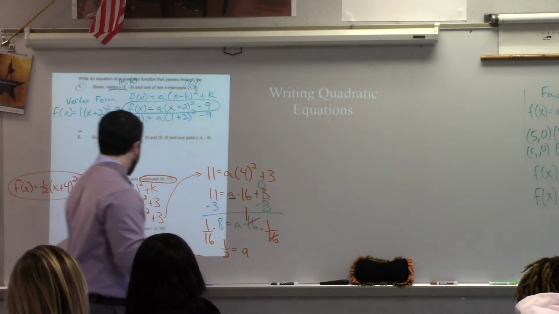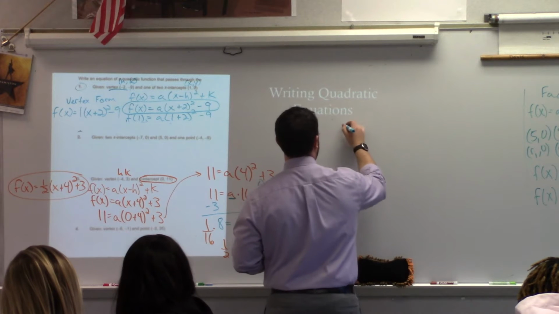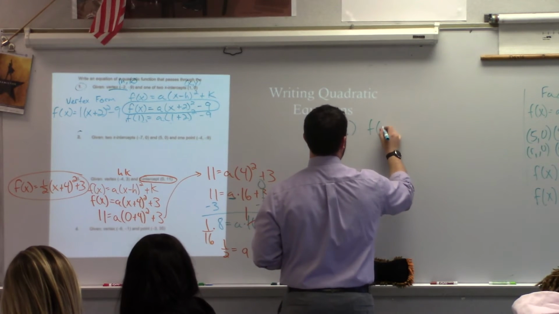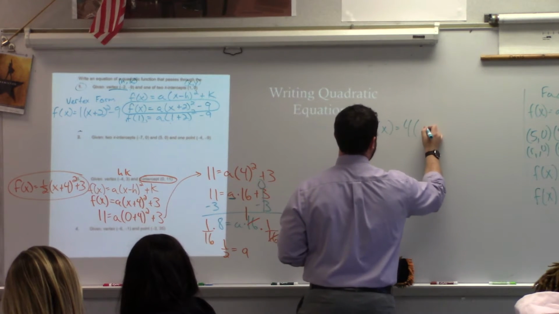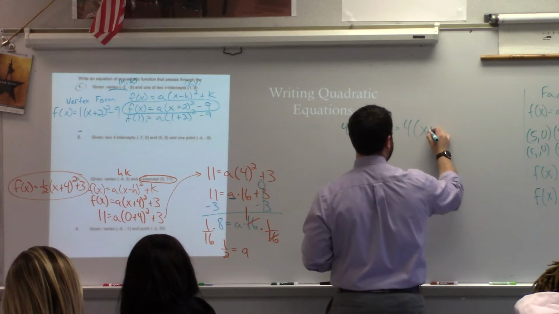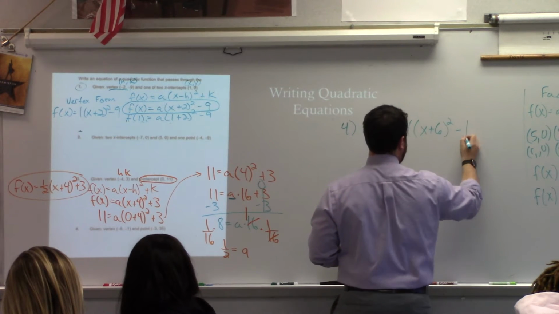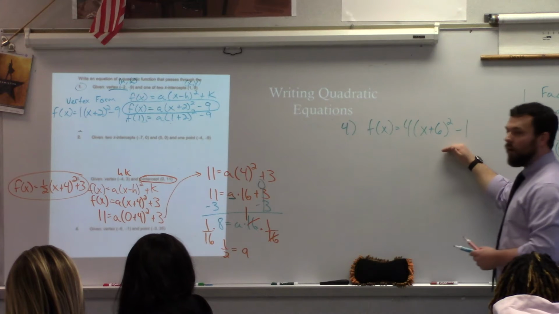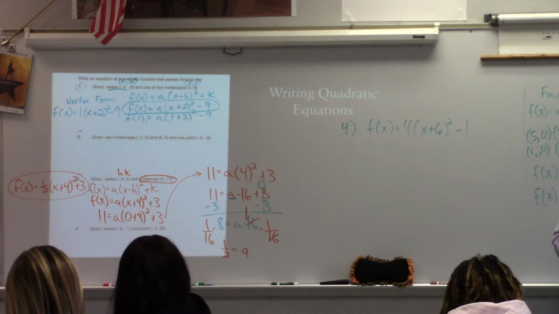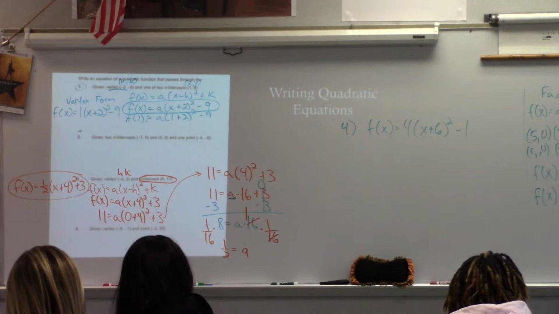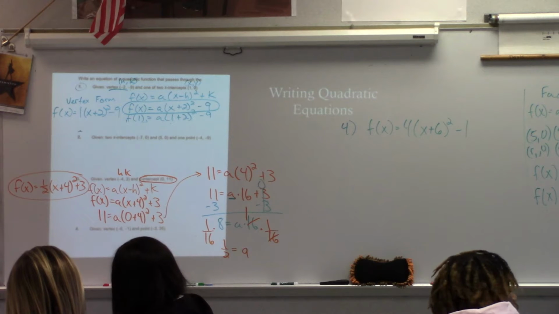If I remember correctly for number 4, the answer was f of x equals 4 times x plus 6 squared minus 1. Do I need to go over that one with anybody, or is that what we were seeing? No, that's right there, Mr. King. Good? Okay.